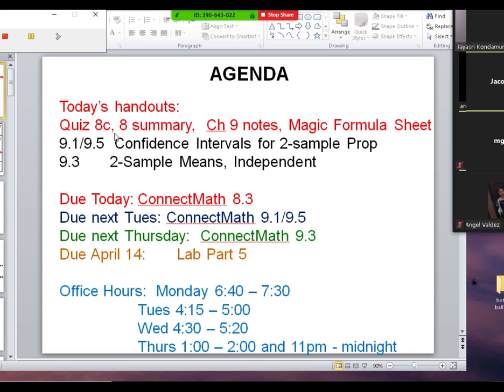Quiz 8C, which you've been working on, the Chapter 8 summary, which we're going to go over in just a minute, the magic formula sheet, we're going to go over after that, and then the Chapter 9 notes, which we'll do later after the break. We're also going to work on 9.1/9.5. We're not going to get to 9.3. I should just remove that.